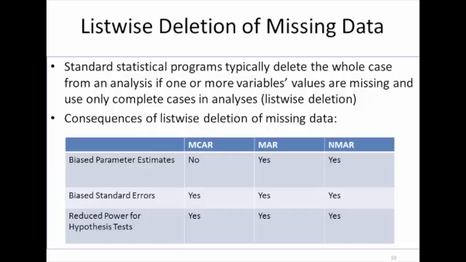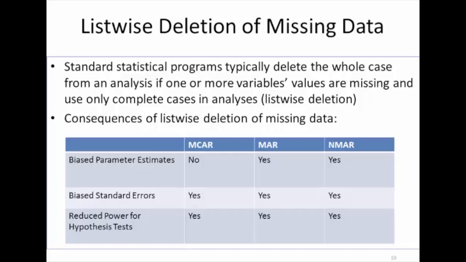So listwise deletion of missing data. This is the approach that's used by most general purpose statistical programs. And what they do is they look at the data record and they say, well, if I'm going to analyze a multivariable regression model, logistic regression, linear regression, Poisson regression, whatever, I'm going to delete the whole case from the analysis if one or more variables values are missing, and I'm only going to use cases with complete data in the analysis.